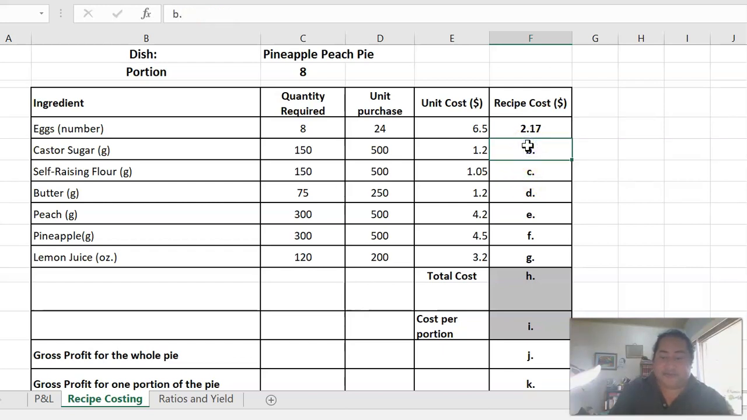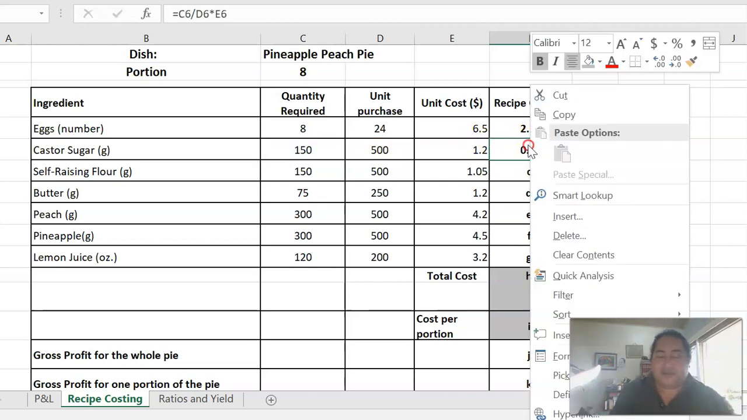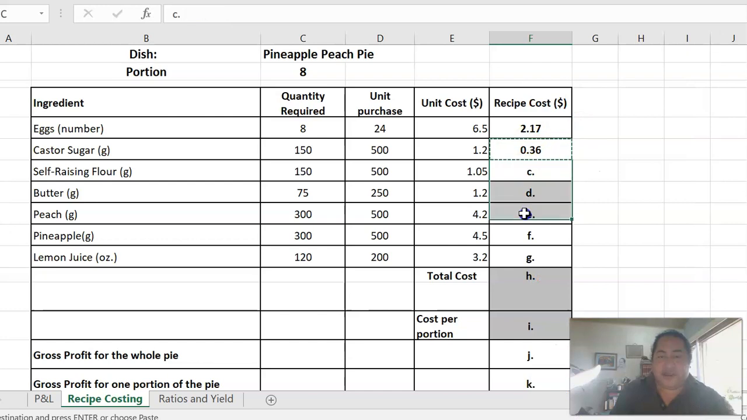Same thing with that. Delete that. Equals quantity required divided by unit purchase times unit cost. So you get the separate formulas for all of those. The total cost is just totaling all of this together. Add all that, but you still have to use the formula bar.